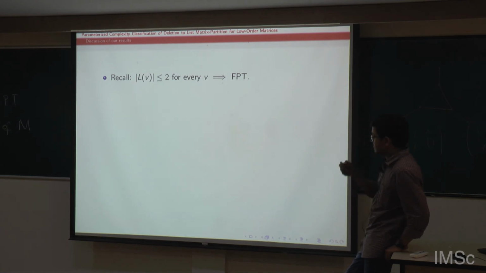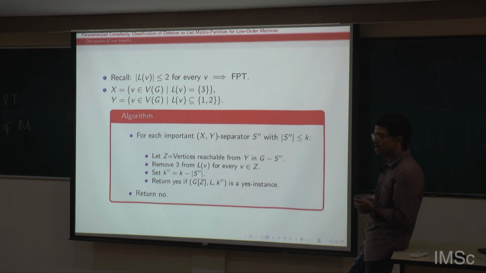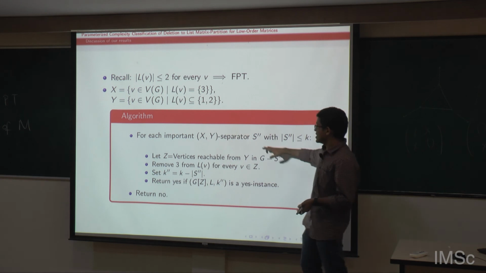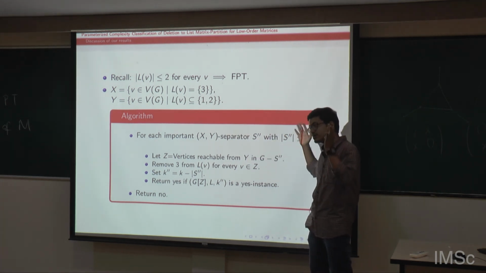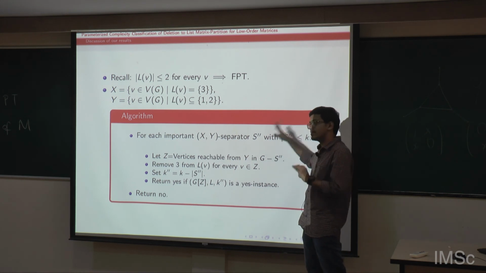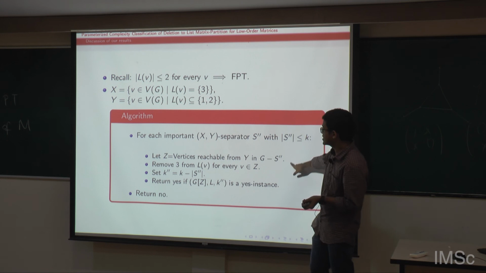So again, recall this fact. We said that if the list of every vertex is of size at most 2, then the problem is FPT. And these are our sets X and Y. So our algorithm is going to be this. For each important separator S double prime, we will check if this is the separator that is sitting inside our solution. So that is what is happening here.